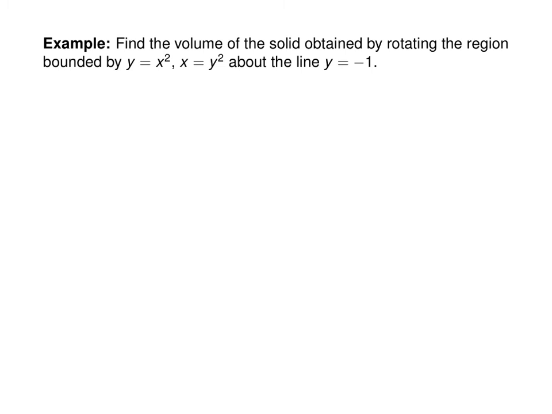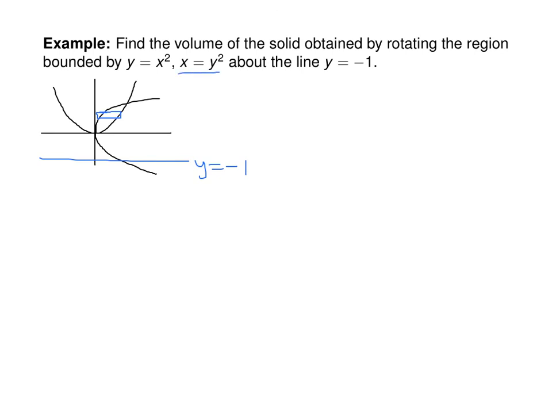Next, let's consider what occurs when we rotate a region about a horizontal line. So we have the region bounded by y equals x squared and x equals y squared. And we are going to rotate this region about the horizontal line y equals -1. And we will use cylindrical shells. So there is my typical shell. Now, since I have a horizontal shell, I will need to solve both of these equations for x. This one's already done. This one we will have x equals root y.